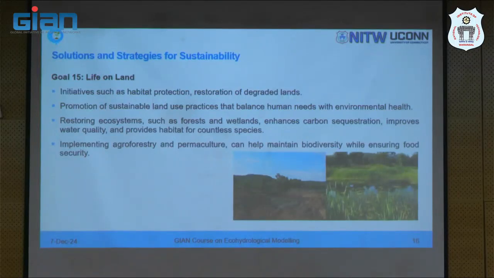Implementing agroforestry and permaculture can help maintain biodiversity while ensuring food security. And communities that do that are, what you will find, that are the communities that are the healthiest and the happiest and usually the most affluent. So it helps everyone.